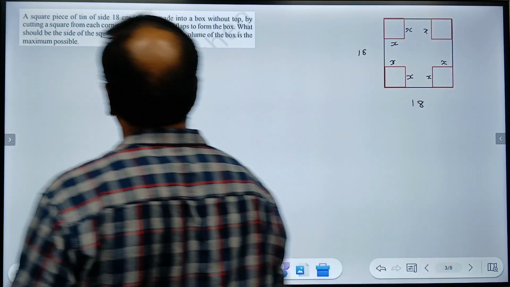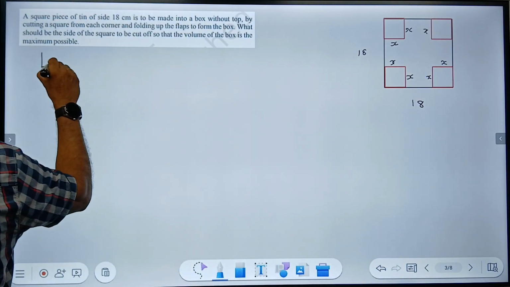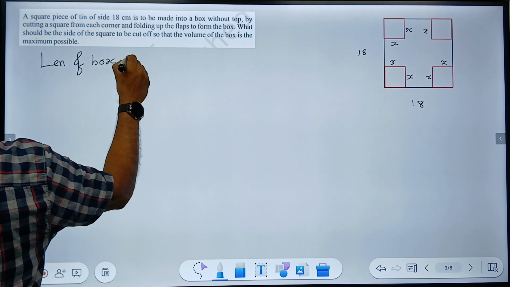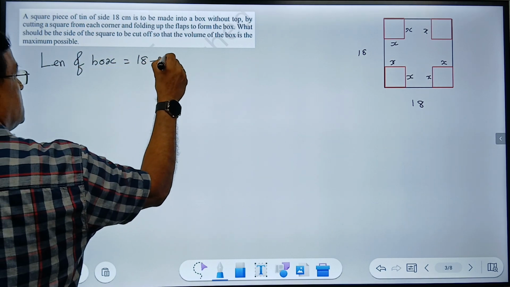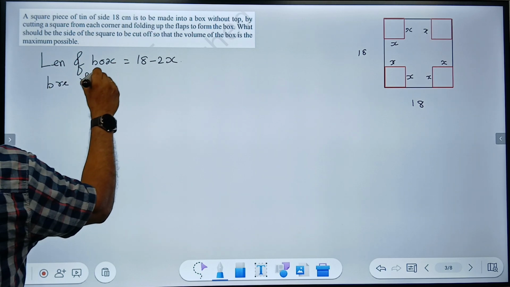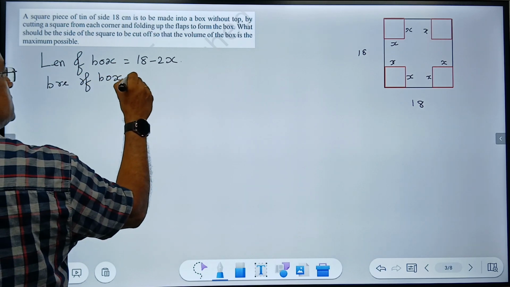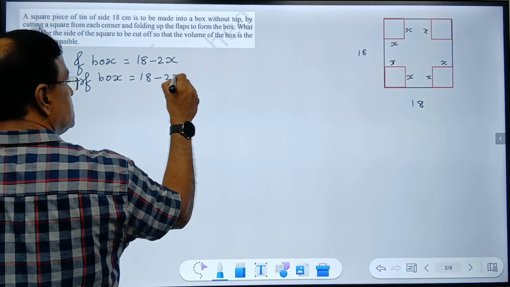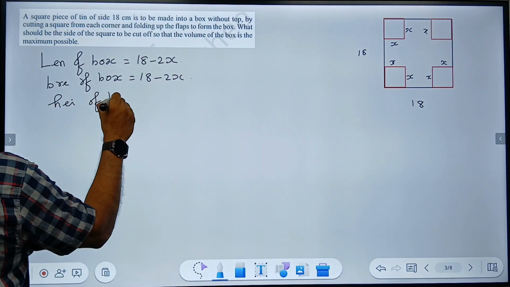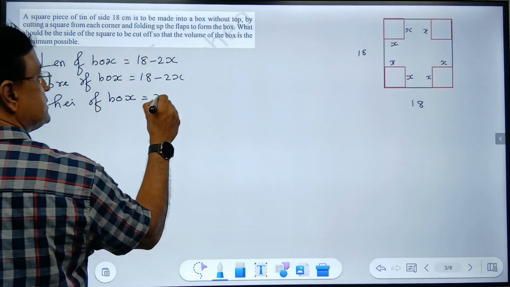So what will be the length of the box? The length of the box is, obviously, 18 minus 2x. What is the breadth of the box? The breadth of the box is, once again, 18 minus 2x. What is the height of the box? The height of the box is x.